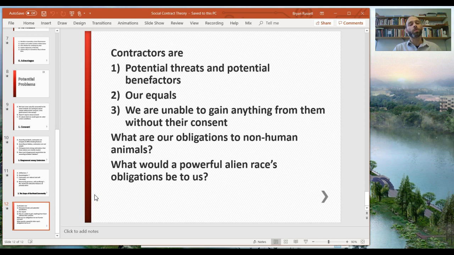A big problem with social contract theory is that the scope of the moral community that it recommends to us is one which is not nearly inclusive enough.